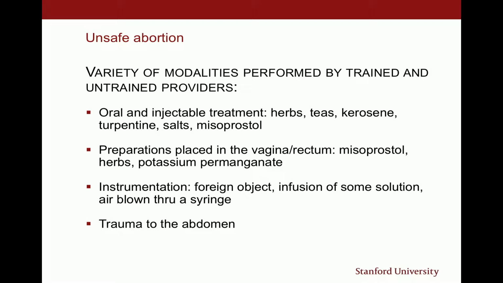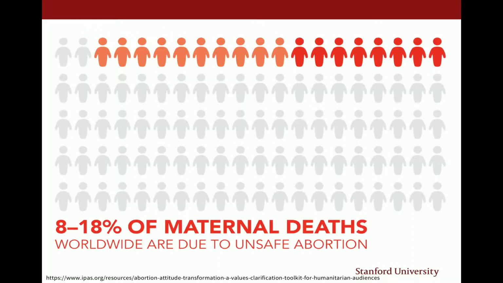On the other end of the spectrum, there are people who try to put any number of things into their body, their uterus, trauma to their body, being kicked downstairs, using coat hangers. The list goes on, and there's an incredible history that we can read about this. And some of those lead to death. So it's really hard to estimate the number of unsafe abortions happening around the world and their contribution to maternal mortality statistics, but somewhere in the ballpark of 8 to 18% of all maternal deaths are actually related to unsafe abortion.